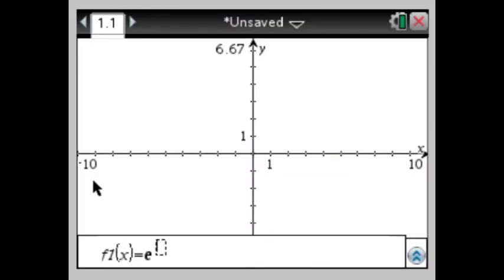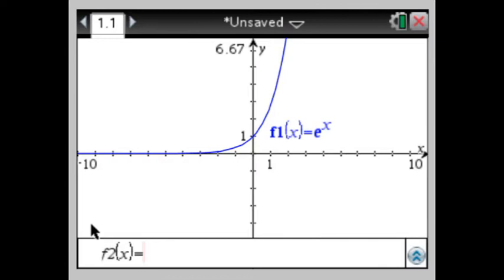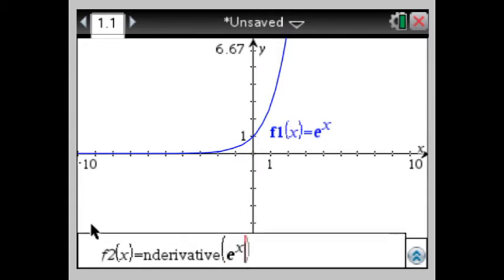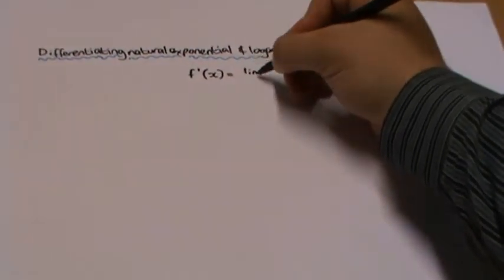Let's look at the n derivative command and compare a graph of e to the power x with its derivative. We can see that the derivative is the same as the original function. Let's have a look at a little bit more detail about why that works.